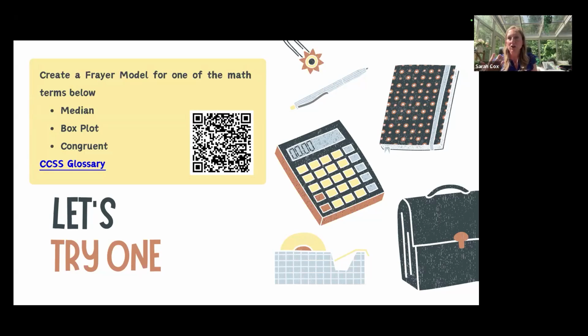So these Frayer models are available both in the slides. So if you already have accessed the slides, then you have the Frayer models. I also uploaded them separately, or they are in the Google Doc, which is available there and as a link in the chat. You can use the Common Core glossary to help you.